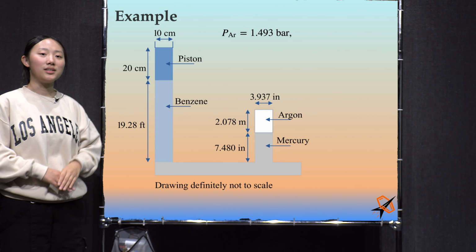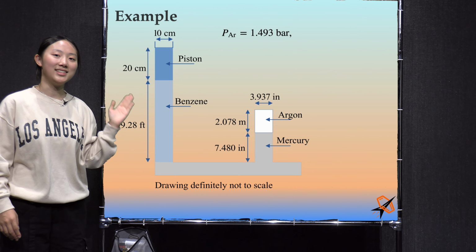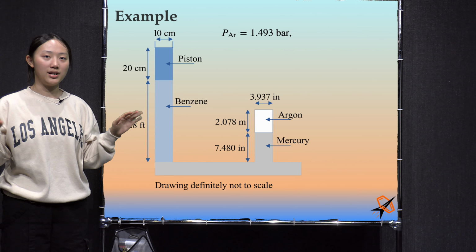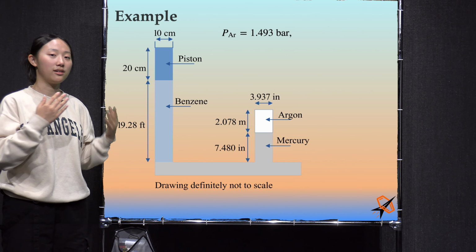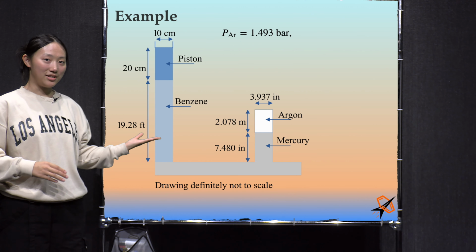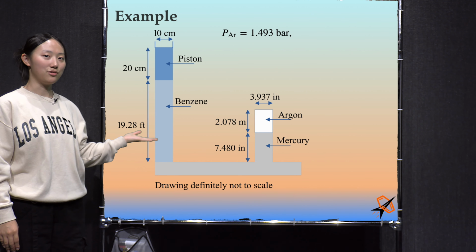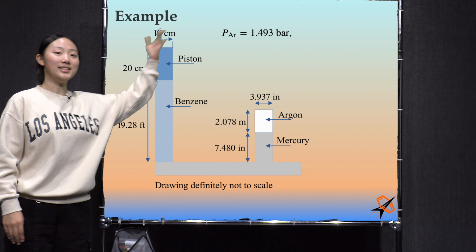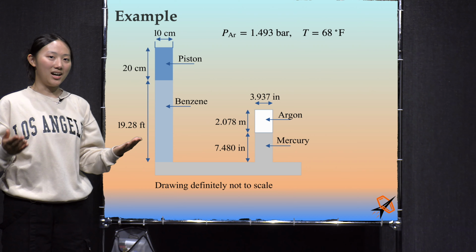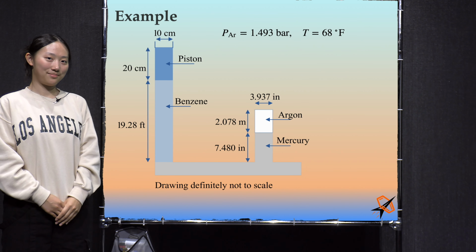Because the argon gas is so much less dense than any of the fluids, we can ignore the change in hydrostatic pressure in the gas and treat it as being at a constant pressure. The, again, not to scale, dimensions of the cylinder and columns are given in the drawing. The entire system is at 68 degrees Fahrenheit. What is the density of the unknown solid used to make the piston?